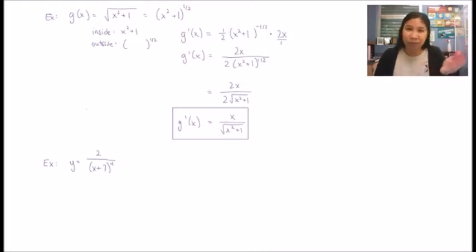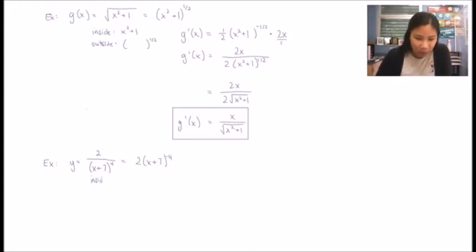But I do see parentheses being raised to the 4th power, so I'm going to need chain rule. So I'm just going to write the equation as 2 times (x plus 7) raised to the negative 4th power, because the negative would make it into a fraction, and so I'm making it not into a fraction. So here we go. My stuff on the inside would be the x plus 7, and the stuff on the outside would be the 2 with the parentheses raised to the negative 4 power.